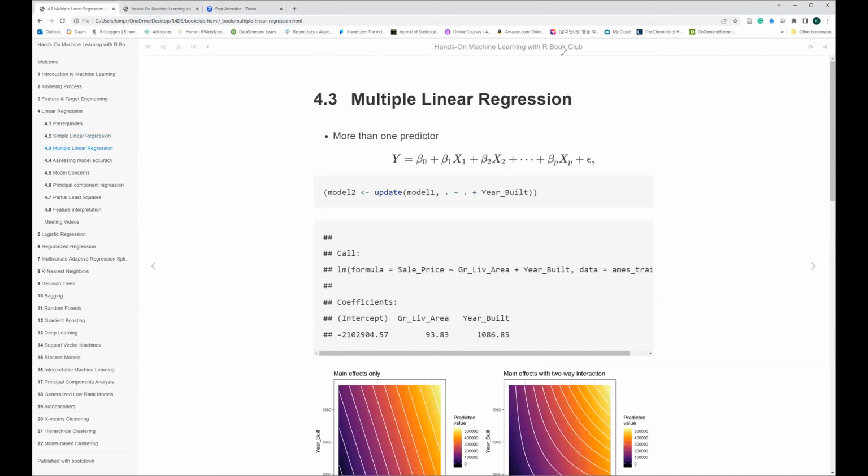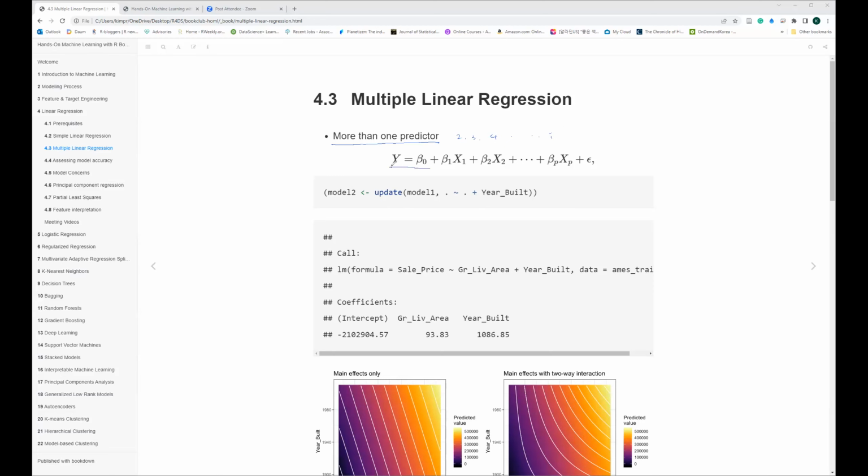And then when we move to multiple linear regression, multiple linear regression is very simple. Because before, in the previous sections, when we predicted the sales price, we only used one single predictor, like ground living area, right? But in multiple linear regression, we use more than one predictor. So maybe 2 or 3 or 4 or whatever we have, independent variables or predictors, we can include those into one model.